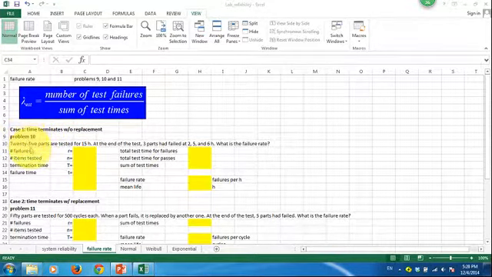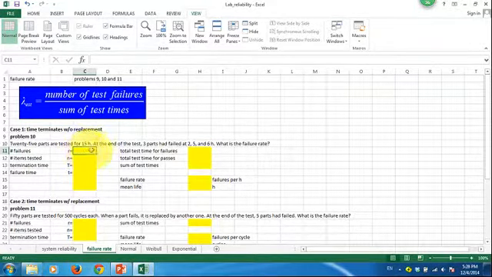So the statement is that 25 parts are tested for 15 hours. At the end of the test, 3 parts had failed at 2, 5, and 6 hours. What is the failure rate? So we first have to identify these different parameters.